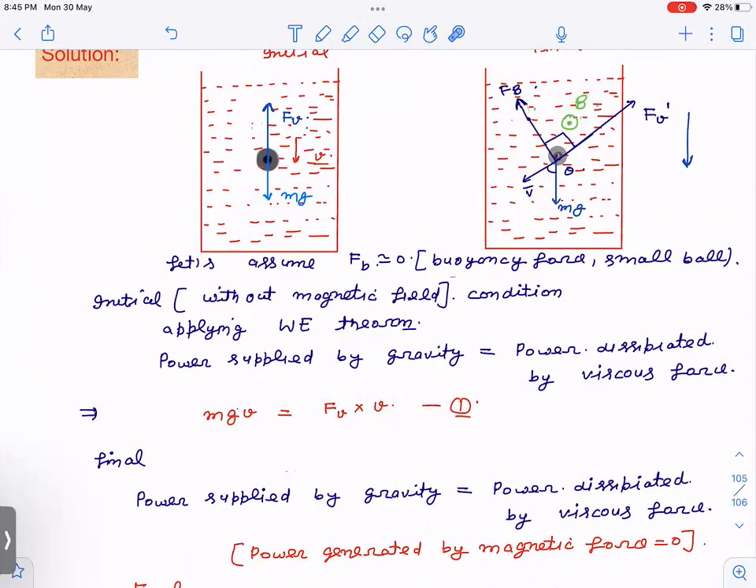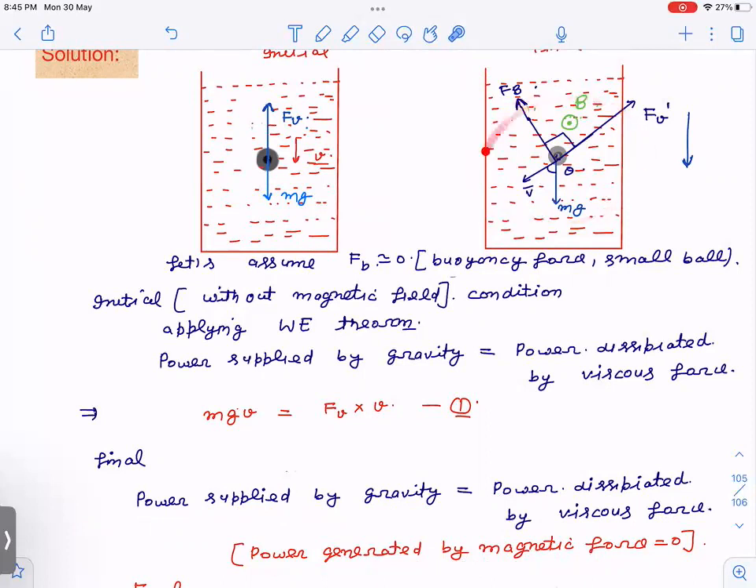Now, finally, what happens? Finally, the same power equation will be valid, because the magnetic force never supplies any power. Magnetic force is always perpendicular to the instantaneous velocity, so it does not do any work on the particle. So here also this equation is valid. Power supplied by gravity is equal to power dissipated by the viscous force. That is what I have written here. Power generated by the magnetic force is equal to 0.